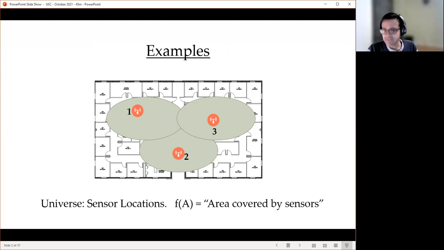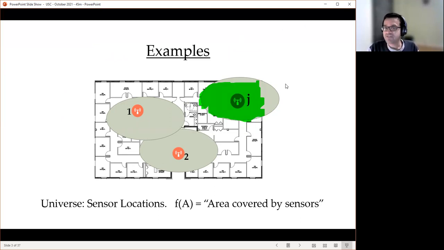So I claim that such a coverage function is a submodular function. Just to see this, imagine you have sensors open at locations 1, 2, 3, and you decide to open at a location J. Then this red zone is the marginal utility, or marginal increase of this function value, when you add J to this set 1, 2, 3. And if you added J to 1, 2, a subset, you'll be covering a bigger green zone that contains the red zone, and therefore the marginal utility of the subset is bigger. So this is a proof by picture that this coverage function is a submodular function.